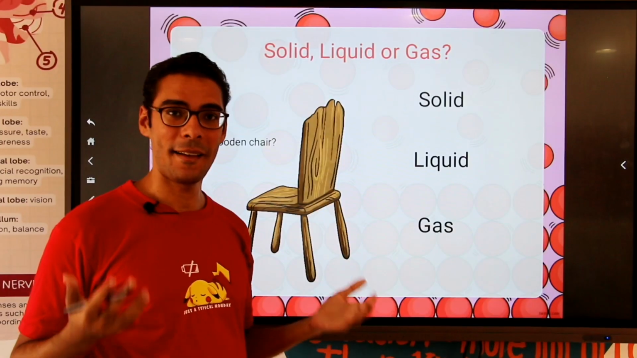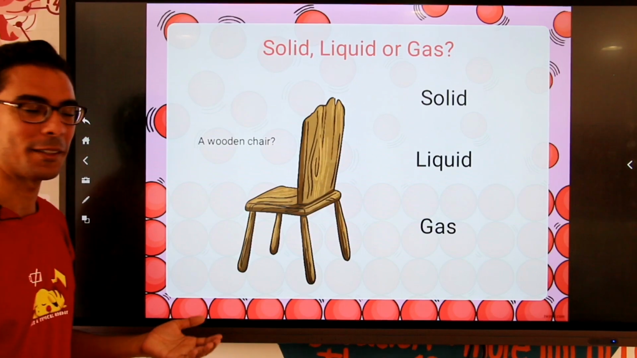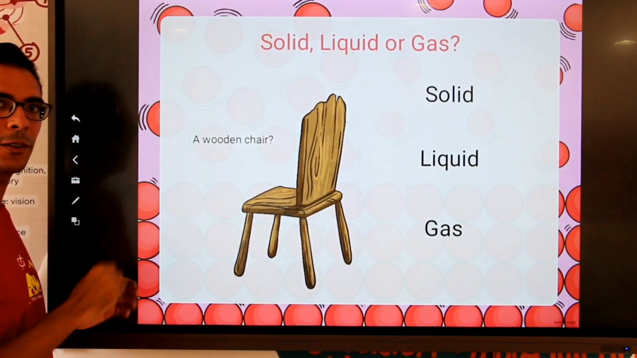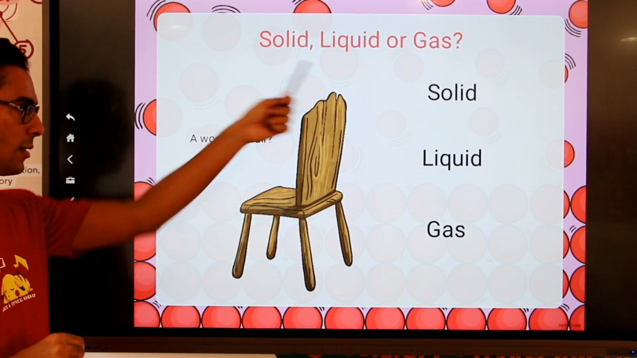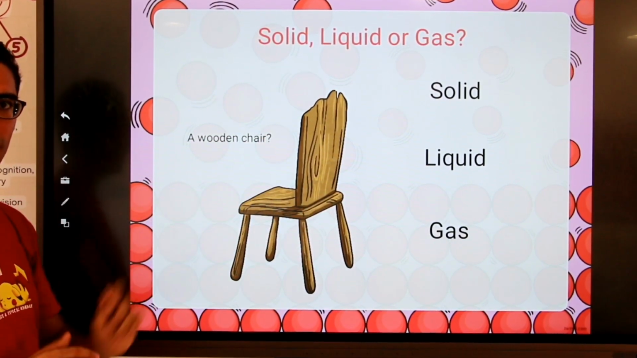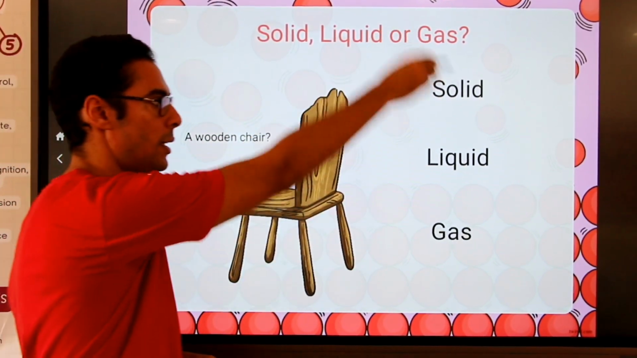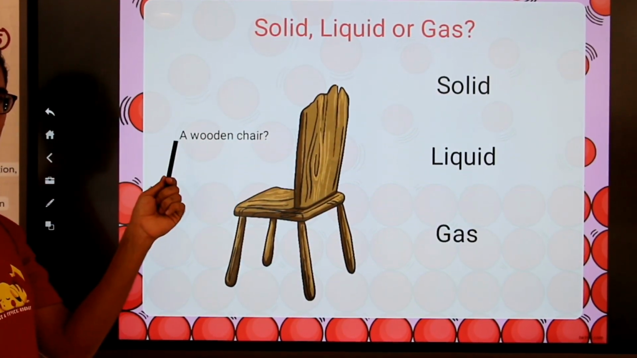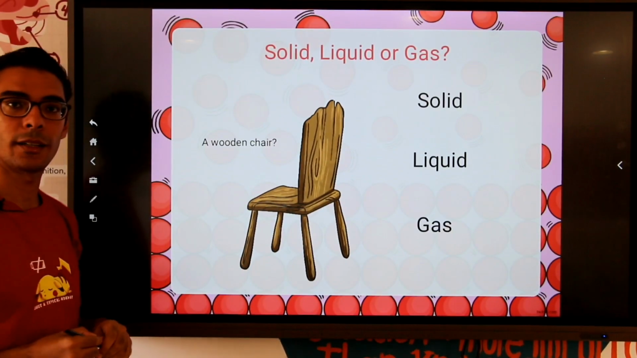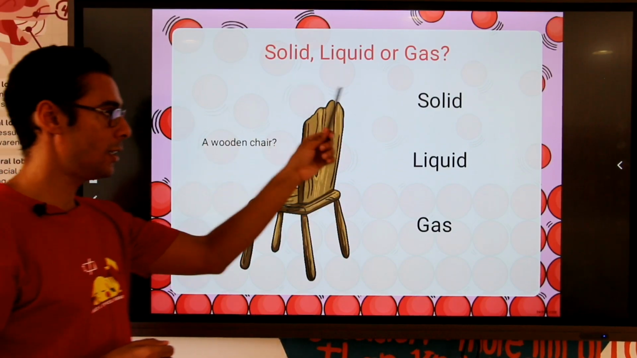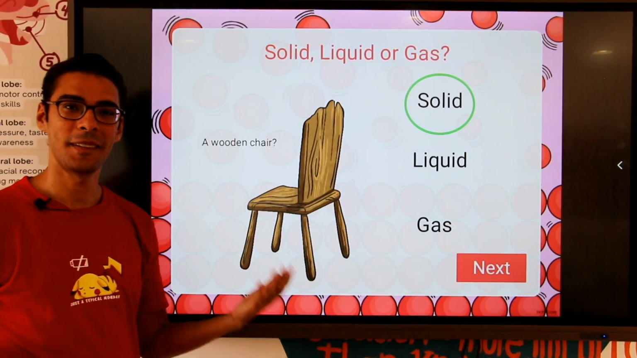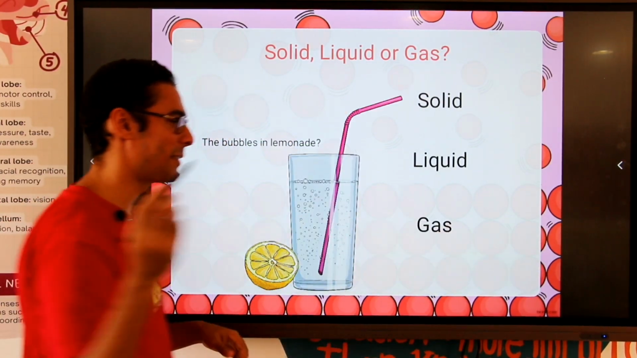And right now we have a nice exercise. Let's do it together. First of all, you will see a question here in this empty area about one of the objects, and the answers will be there. So you need to pick the correct answer to this question. Here we go. A wooden chair. Is it solid, liquid, or gas? I guess your answer is solid. Perfect. Let's go to the next one.